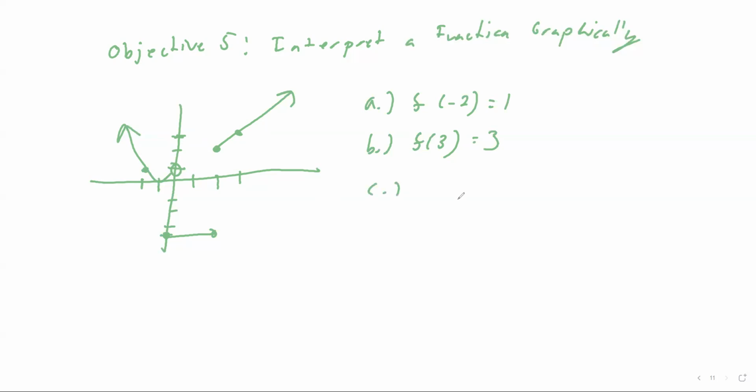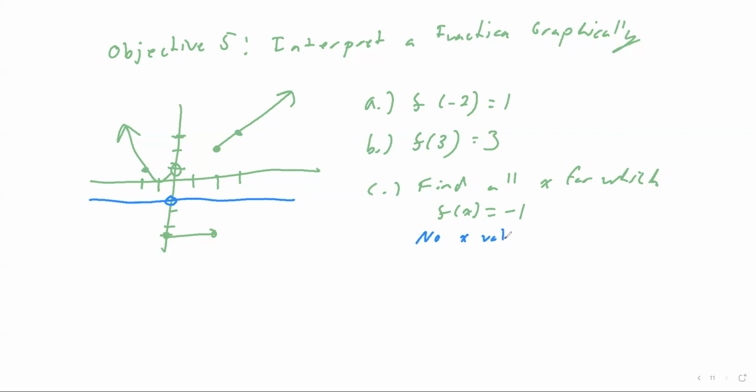This next question is asking, find all x for which f of x equals -1. What this means is I will go to -1 on the y value, and I will figure out what are all the x values when y equals -1. And if you notice this blue line I just drew, it did not go through any of the graphs. So therefore, there are no x values.